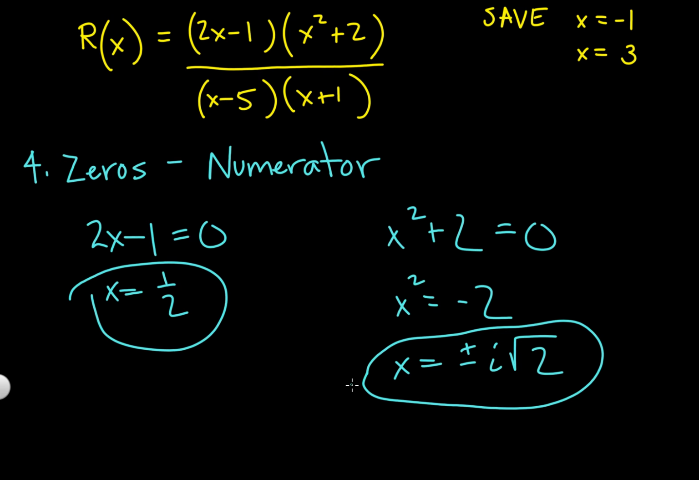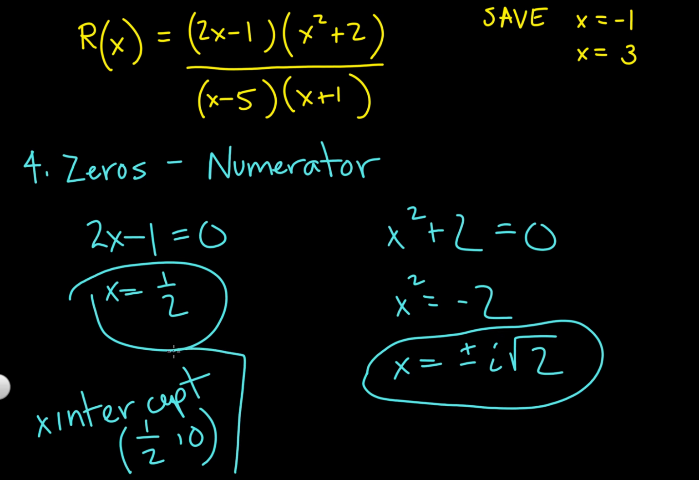Now, in addition to the zeros, we can look at the x-intercepts. An x-intercept here is what we get when y is equal to 0. But remember that they have to be real. So we've got an x-intercept at 1/2, 0. This one's not real, so we can ignore it when we talk about the intercepts. So x-intercept of 1/2, 0, and zeros of the function at 1/2 and plus or minus i square root 2.